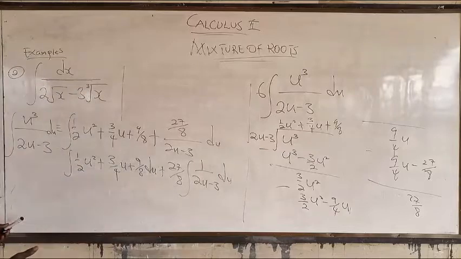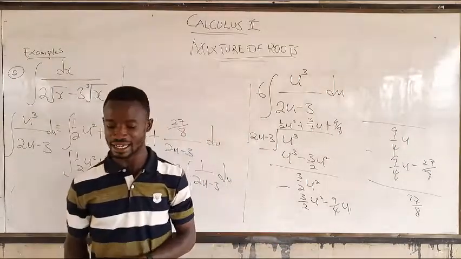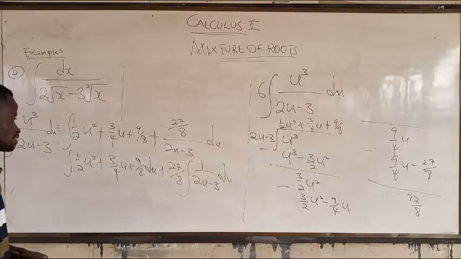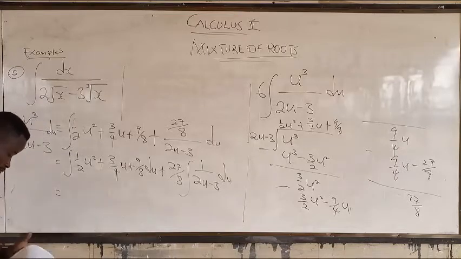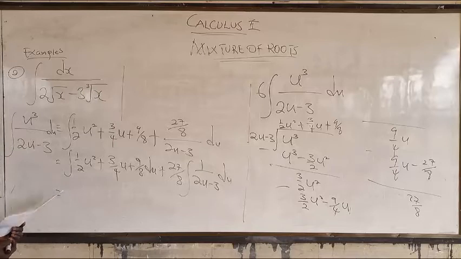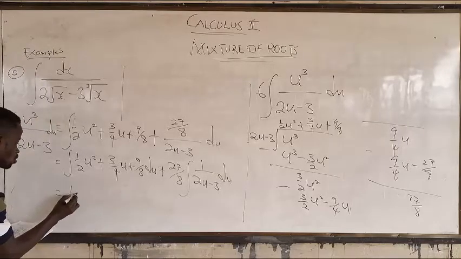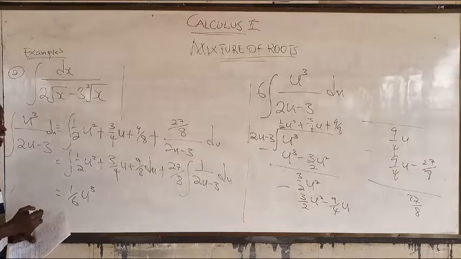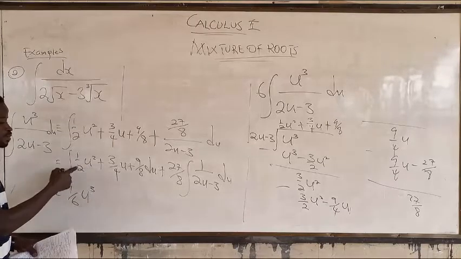So we can integrate that. But don't forget that this 6 is multiplying whatever you are going to get at the end. So just don't forget that. And when you do that, you end up getting 1 over 6 u to the power 3. That is, when you integrate this, you get u to the power 3 over 3, and 3 multiplied by these two, that is 6.